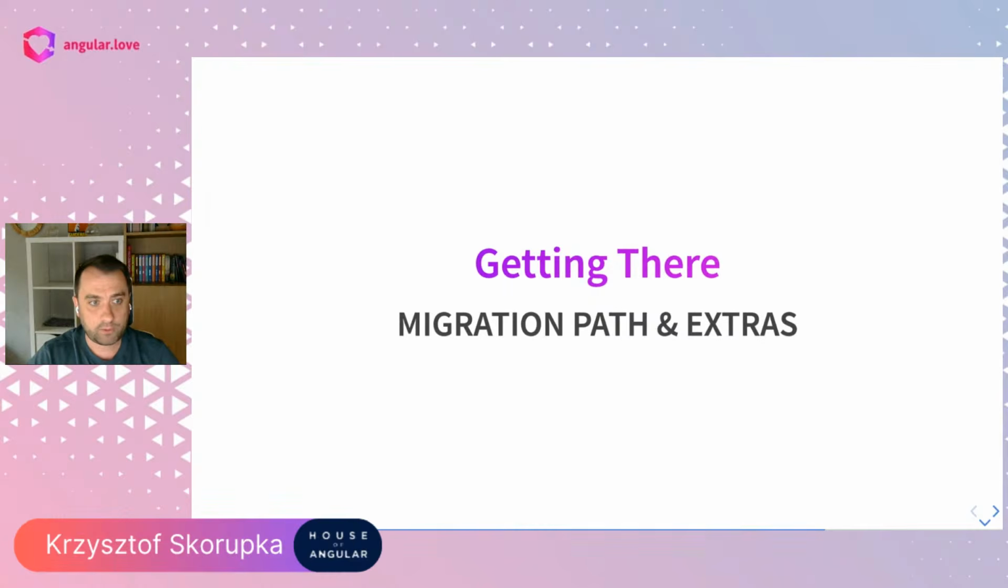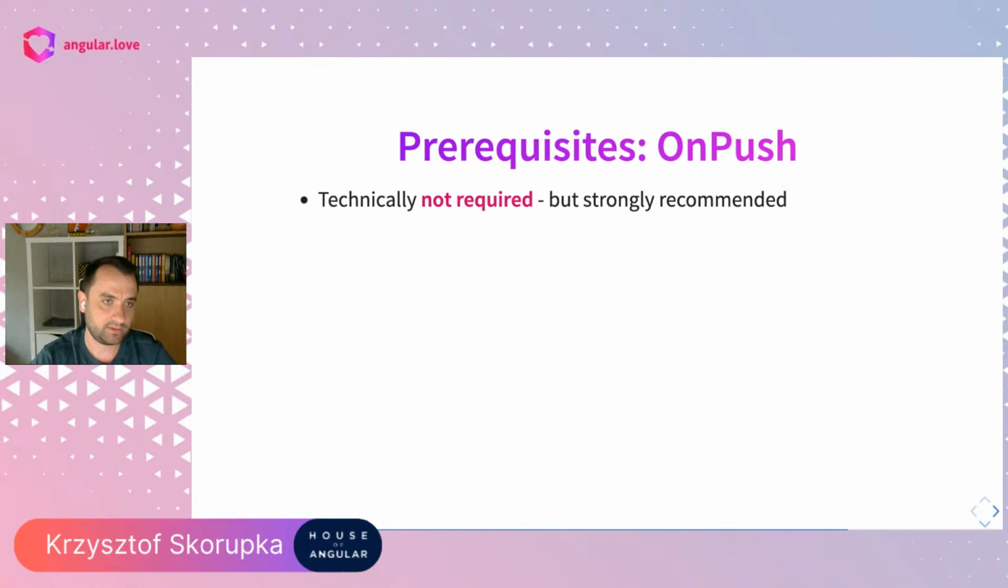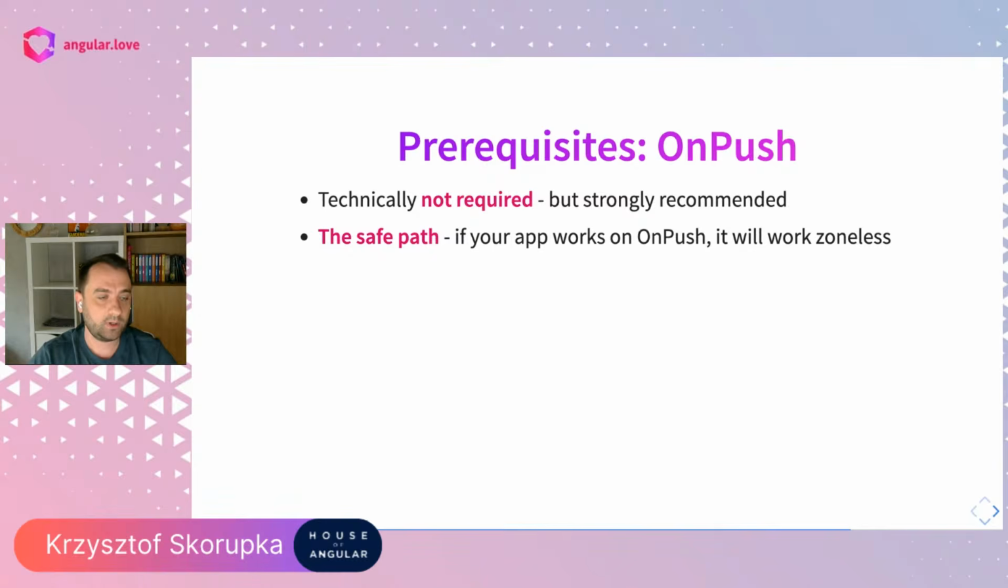All right, so how do we get there? The first prerequisite is on-push. I don't really like saying that, but if you ask whether it is really required to have on-push, it is not. But it is strongly recommended. Why? Because this is really your safety net. If your application already works with on-push, it will work with the zoneless approach.